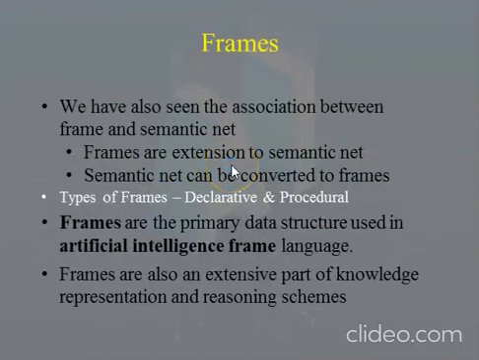We have also seen the association between frame and semantic net. As I have said, a frame is an extension to a semantic net. Anything that is represented on a semantic network can be easily converted into its corresponding frame format. And we get two types of frames. One is the declarative frame and another one is the procedural frame.